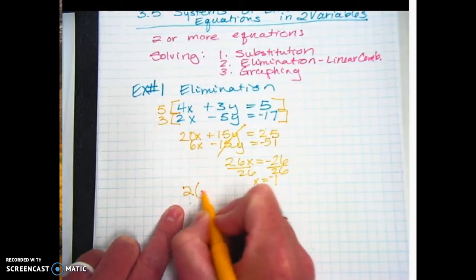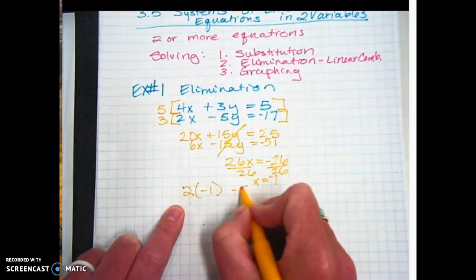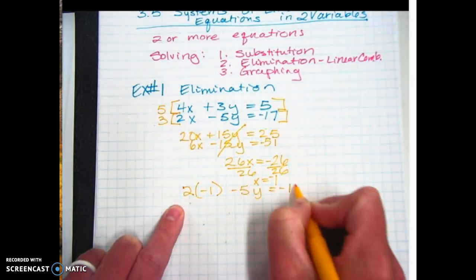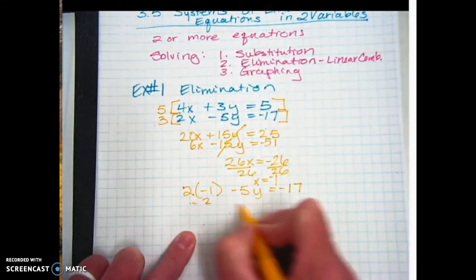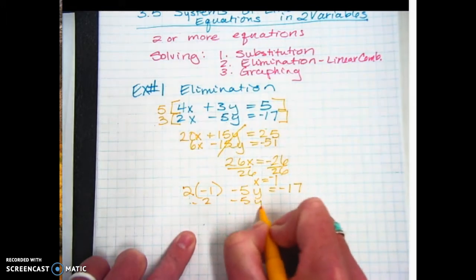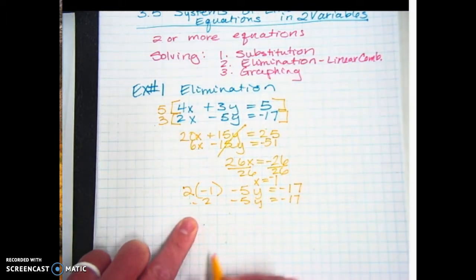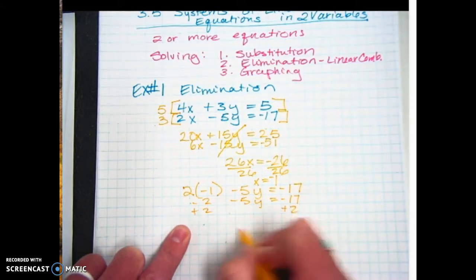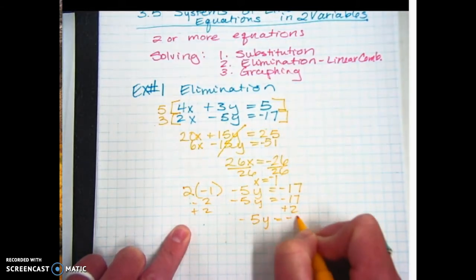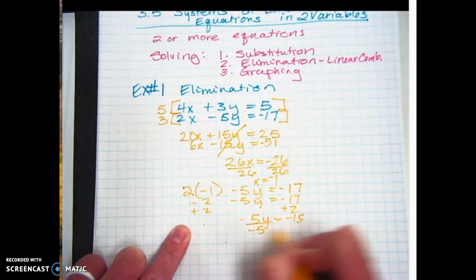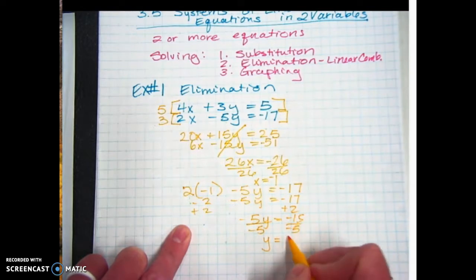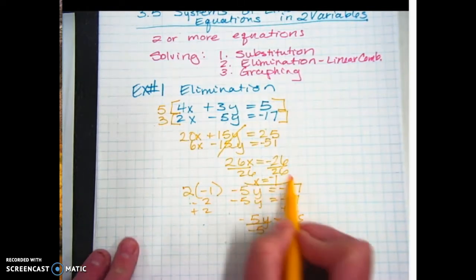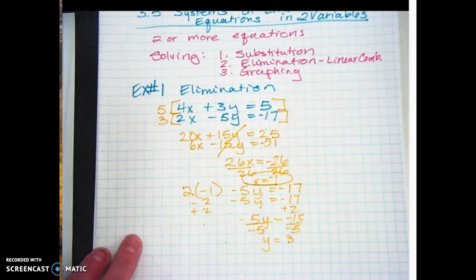So I'm going to say 2 times negative 1 minus 5y equals negative 17. Then 2 times negative 1 is negative 2, so we're going to add that 2 to both sides. So negative 5y is negative 15. Then when you divide both sides by negative 5, you get y equals positive 3, since negative divided by negative is positive. So the two answers are x equals negative 1 and y equals positive 3.